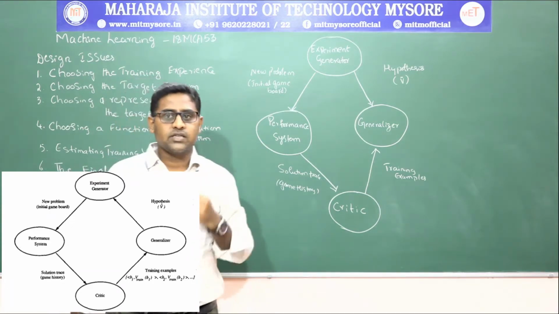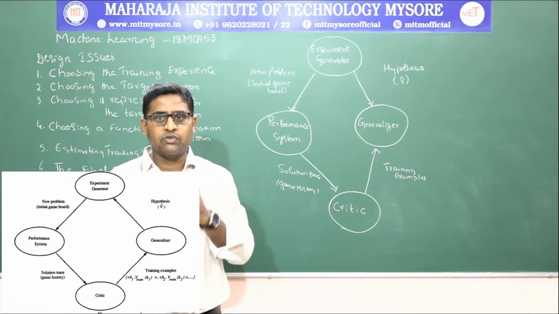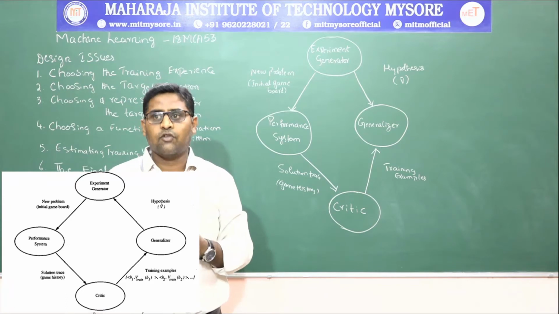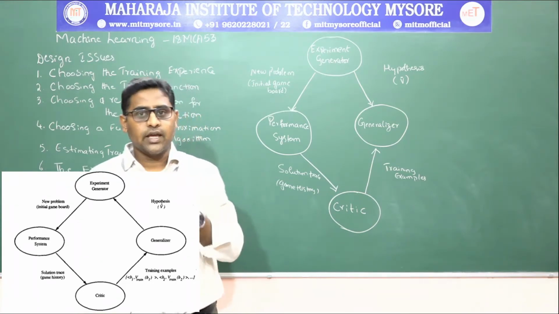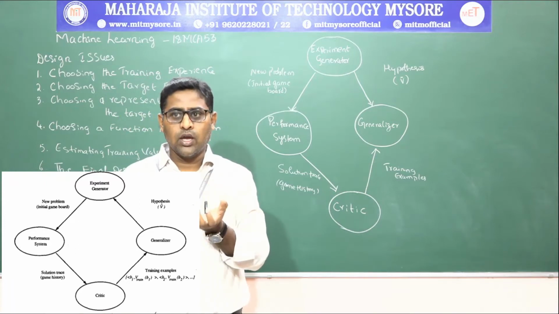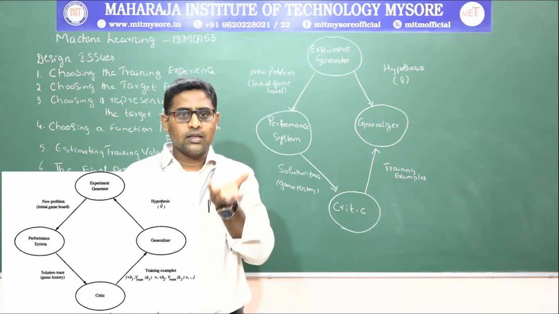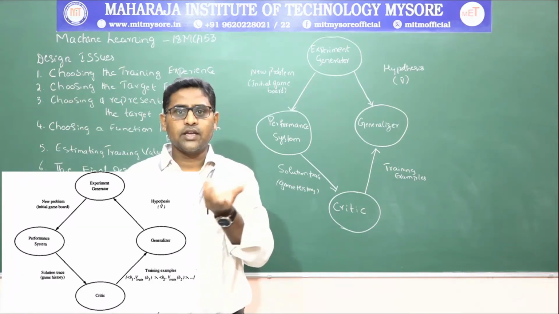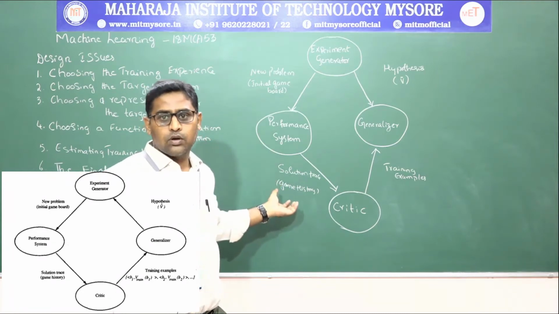The performance system is the module where we must solve the given problem. That means we need to perform the task by using the learned target function or target functions. It takes an instance like a new problem or a new game as an input, which produces a solution, right. The trace of that solution you call as the history or game history. That itself will be the output.